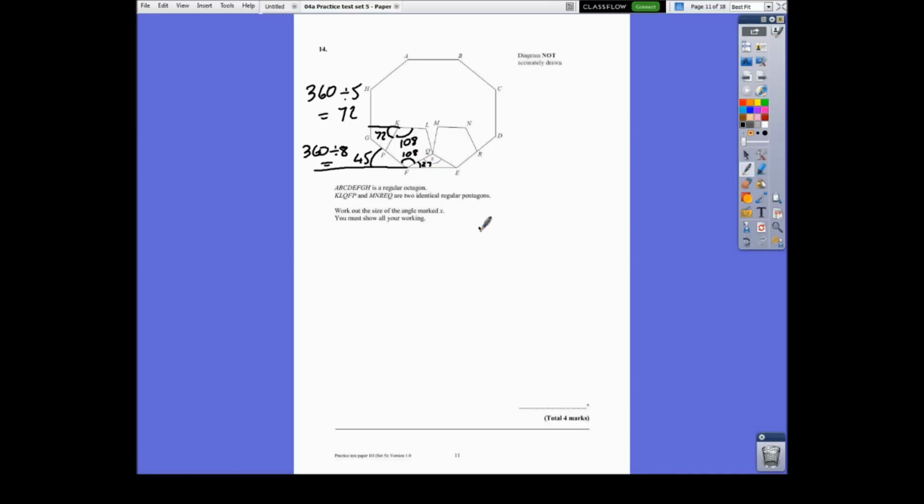This will be an isosceles triangle because it's got two sides on the pentagons that are equal to each other, so that will also be 27. So X will be 180 minus 2 lots of 27, which will give us 126. It doesn't ask for any reasons on this one, so we can just do all the working out.